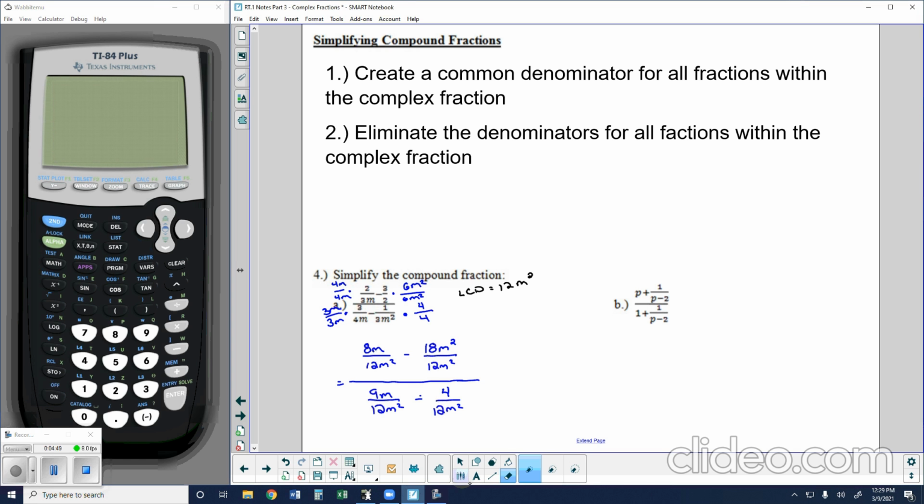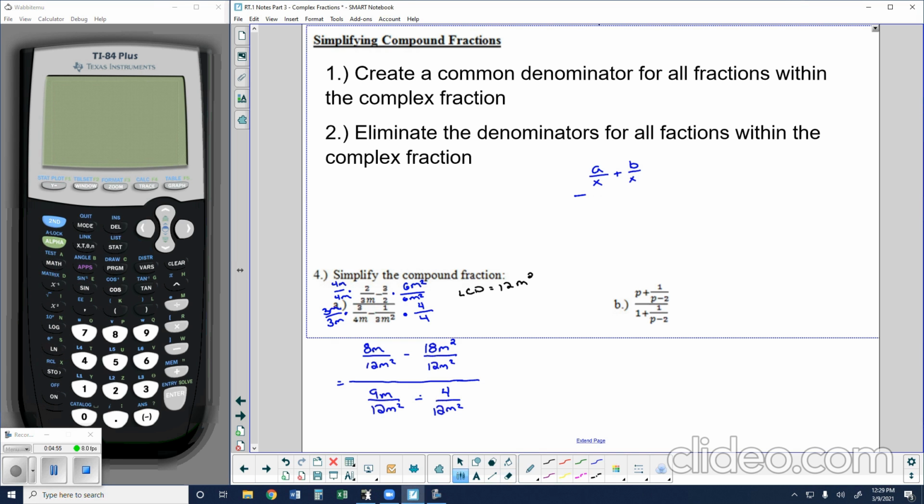So let's say I have a over x plus b over x, and all of that is over c over x plus d over x. If I wanted to simplify this, the numerator would become a plus b over x, and the denominator would become c plus d over x.